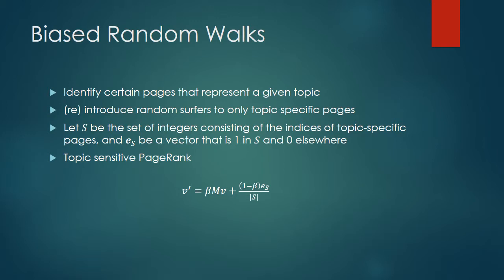Is it clear? So fundamentally, you're identifying a subset of the internet and saying that these represent this particular topic. And all pages which are related to this, or their page ranks which are related to this topic, should be close to these representative pages. That's all.